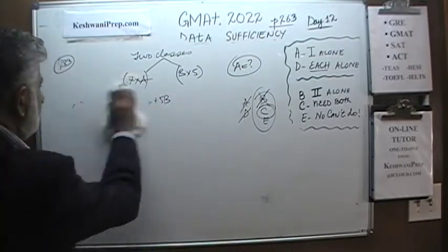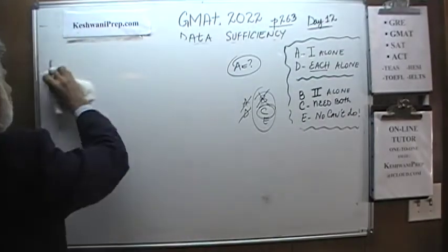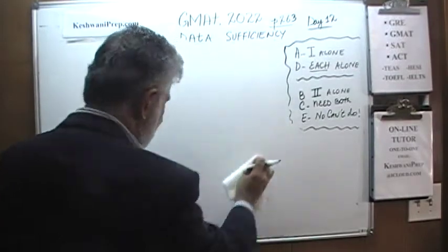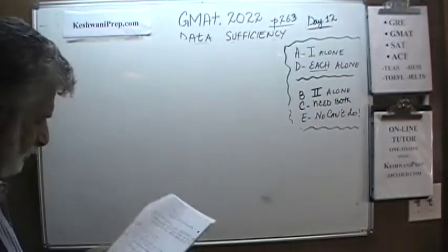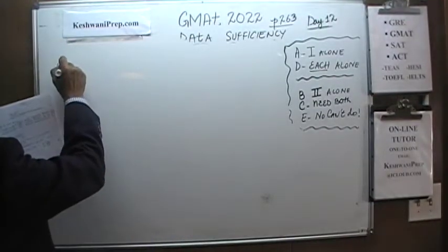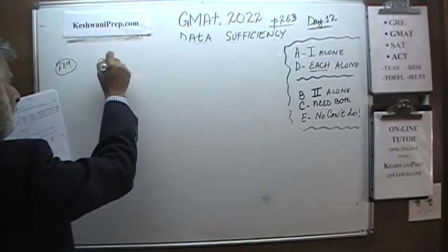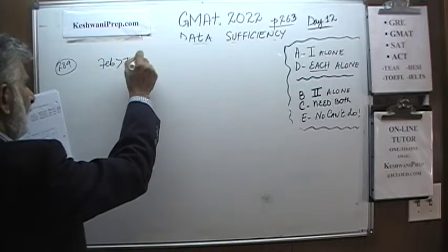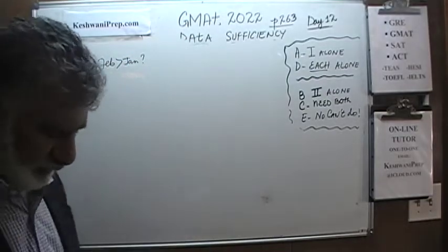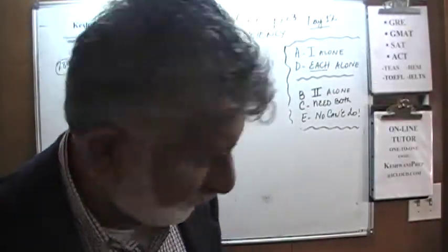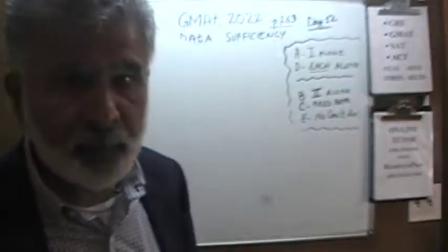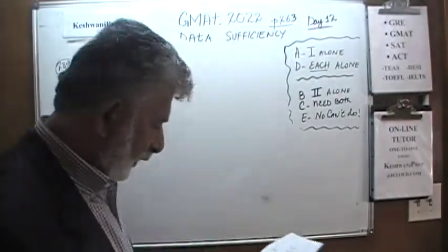Number 284. In number 284, we are told, or rather we are being asked, was the bill for February greater than January? We have electricity bills for February and January. The question is, do we pay more for February? What we are being told here is this.